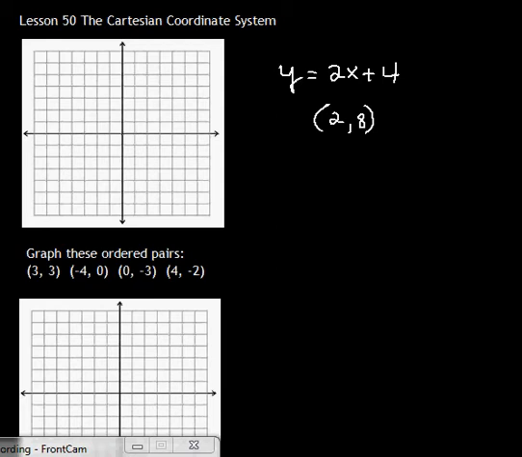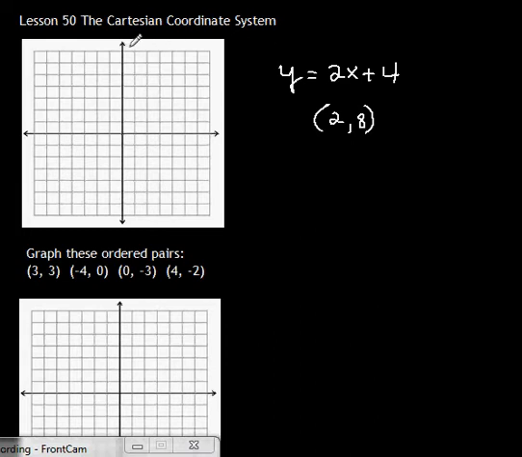Okay, lesson 50, the Cartesian coordinate system. This is actually a really easy lesson, so I don't think it's going to take long at all. This right here is what we call the Cartesian coordinate system. So I'm just going to do a little bit of terminology for you so that when we talk about this you have some idea what I'm talking about.